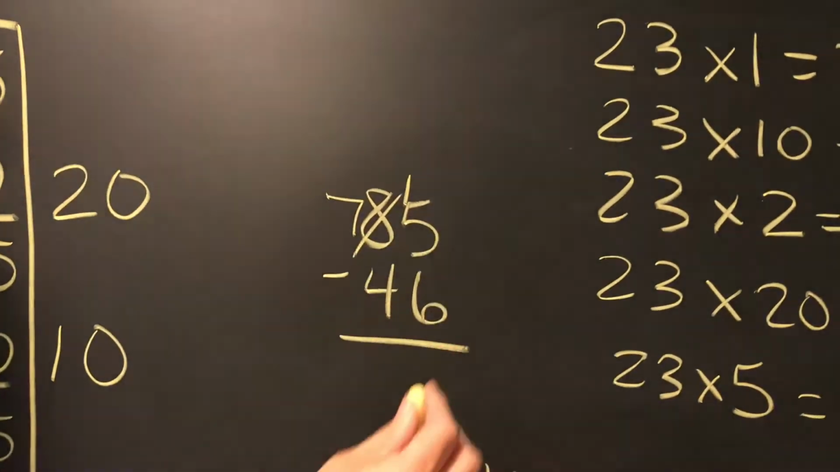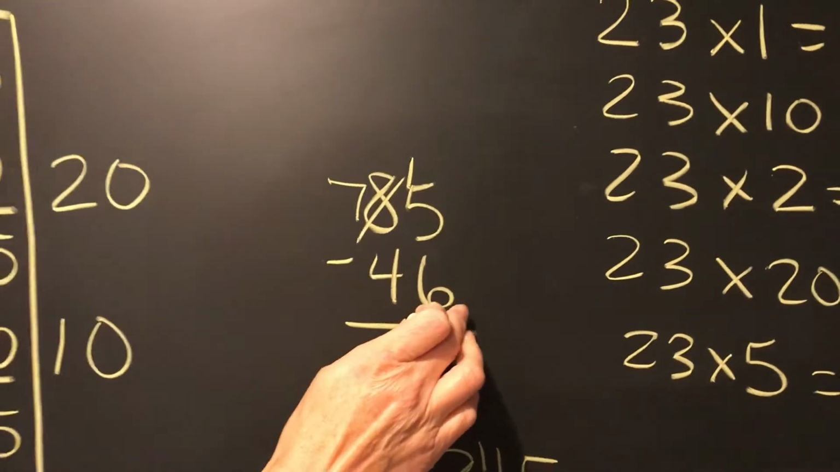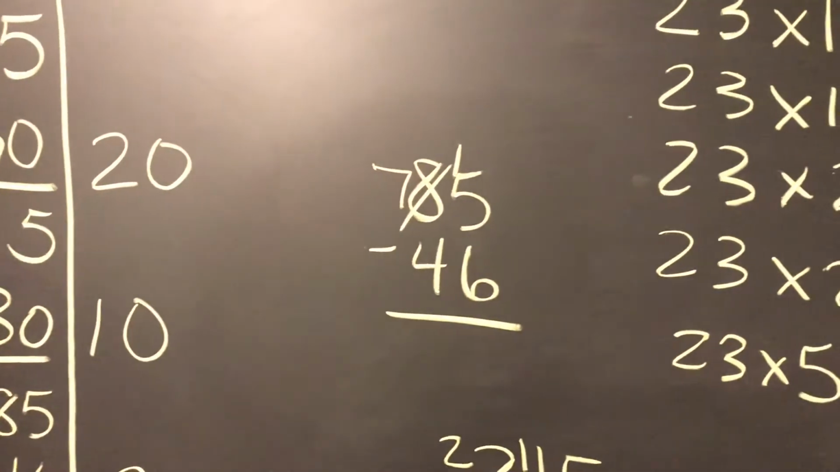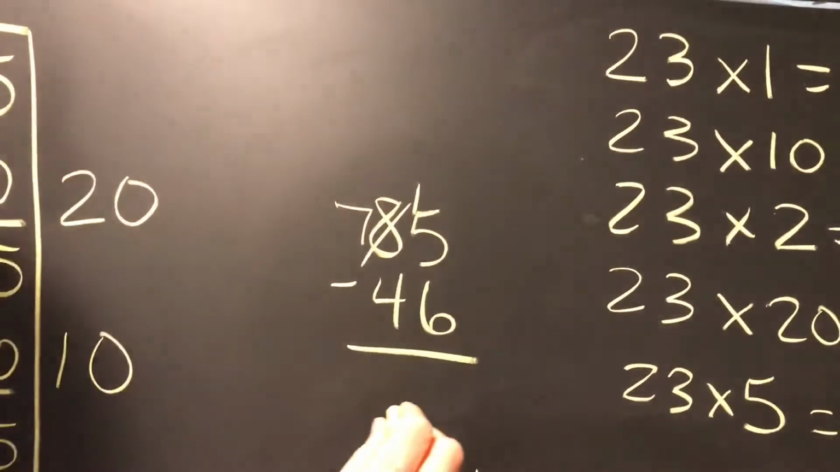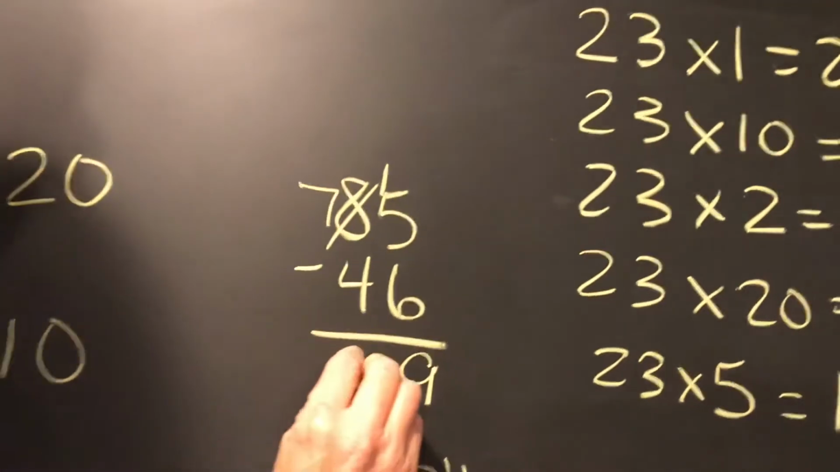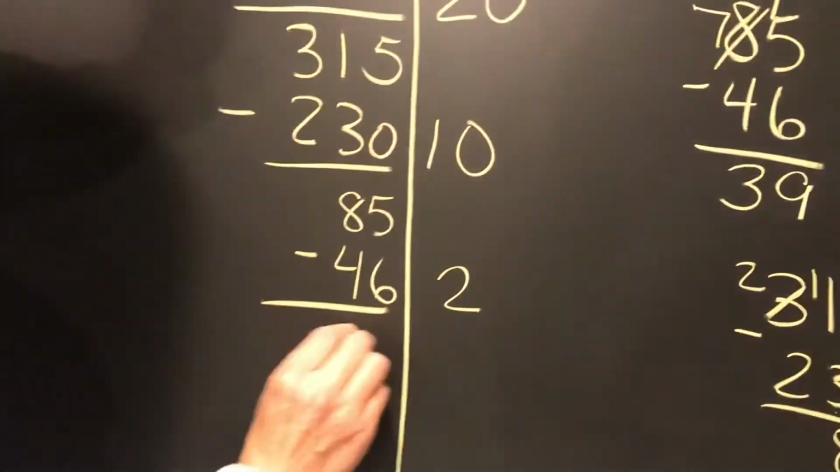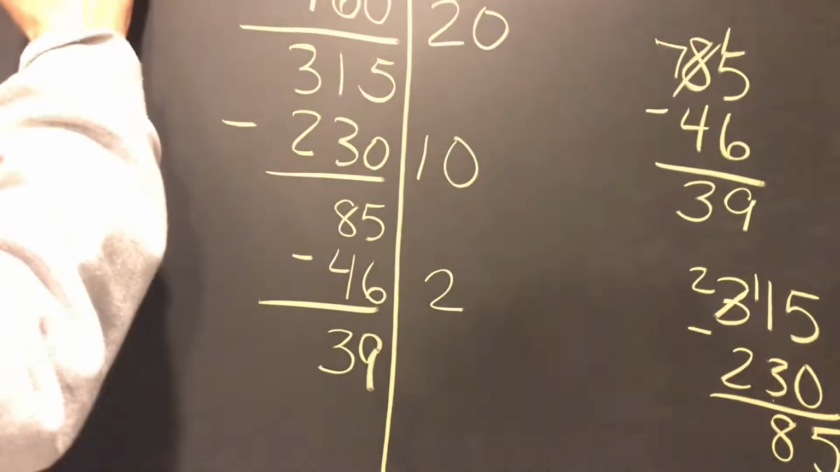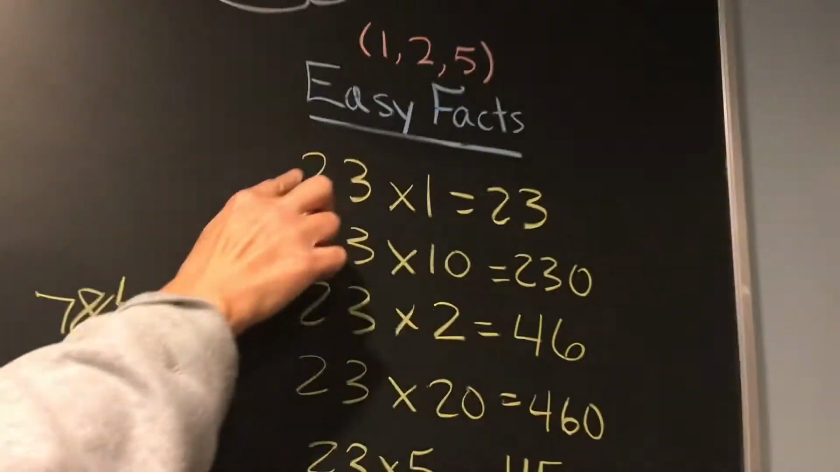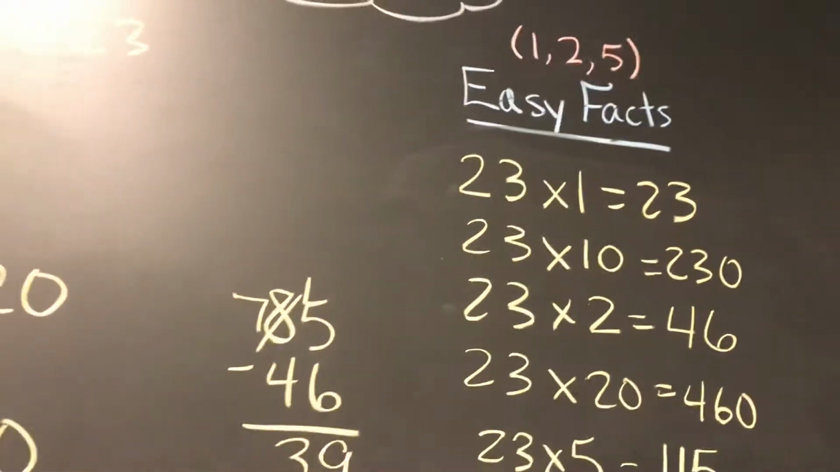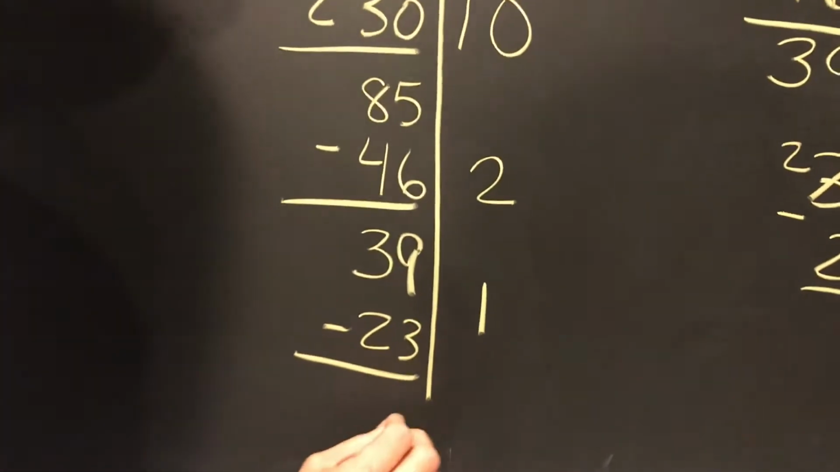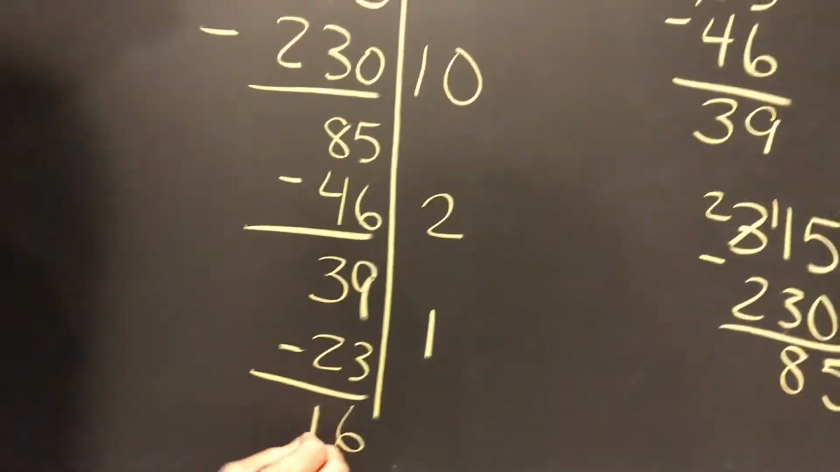7, 15. So when we count up 6, we're going to go 7, 8, 9, 10, 11, 12, 13, 14, 15. That's 9. 7 minus 4 is 3. So you get 39. We're still not done. It's still bigger than our divisor. Looking over here, one last thing we can take. 23 times 1 is 23. And when we subtract, we're going to get 16.